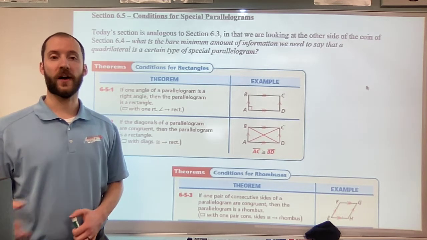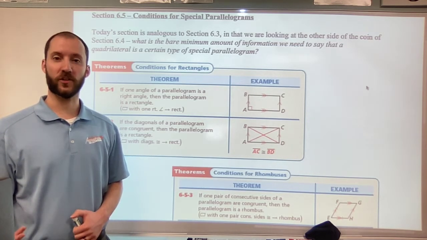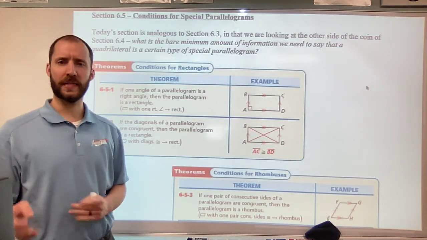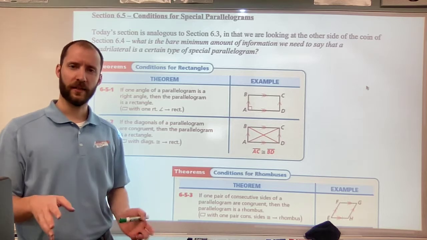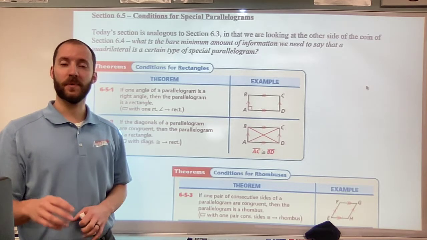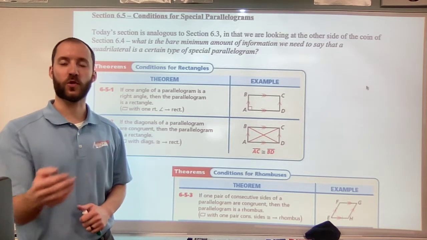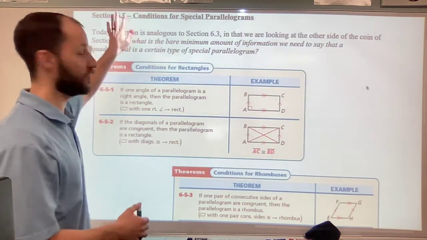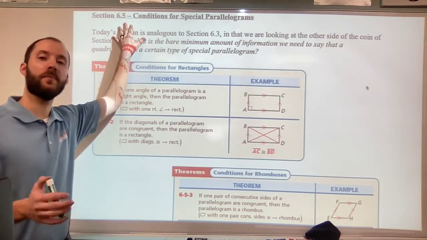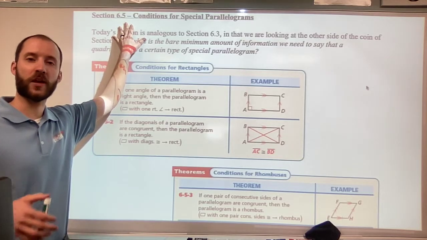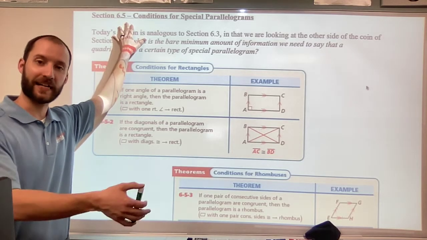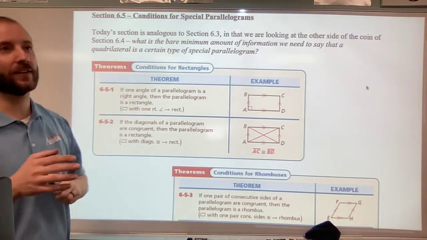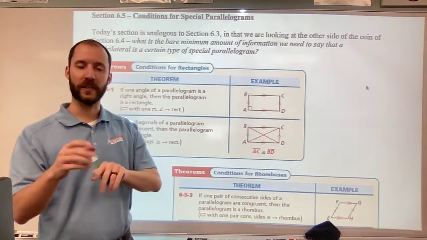Section 6.5, Conditions for Special Parallelograms. Looking at what we did in Section 3: what is the bare minimum amount to say that a quadrilateral is a parallelogram? In Section 5, what is the bare minimum amount to say a quadrilateral is a rectangle, or a rhombus, or a square? So we get to have a flow to it.